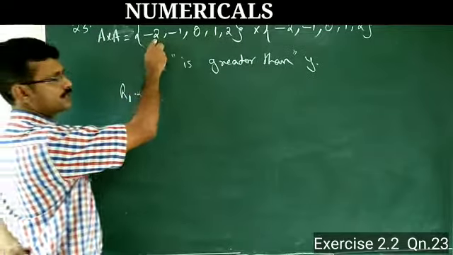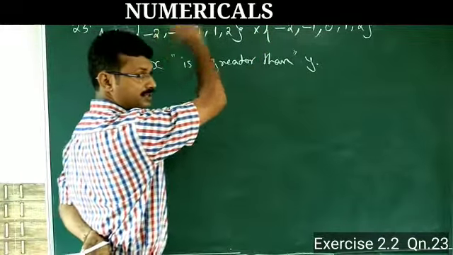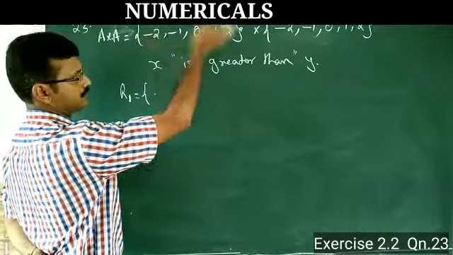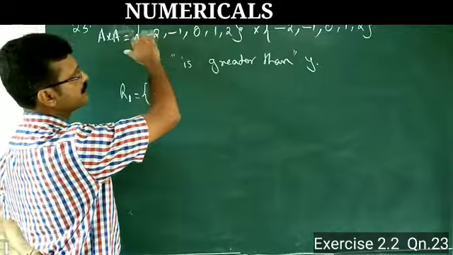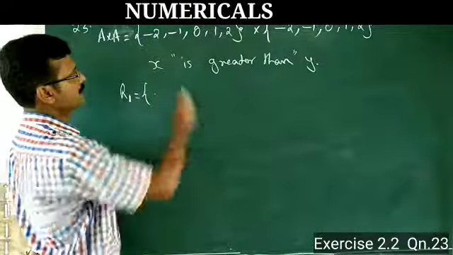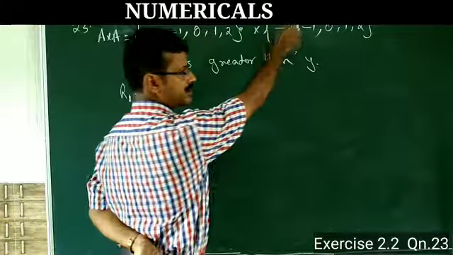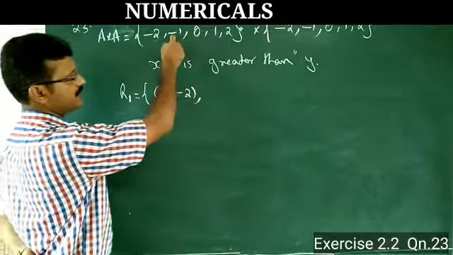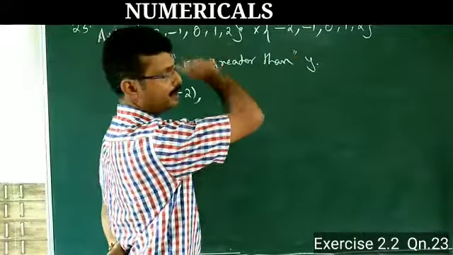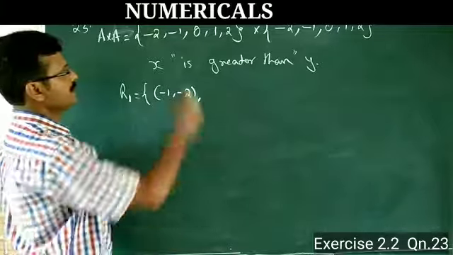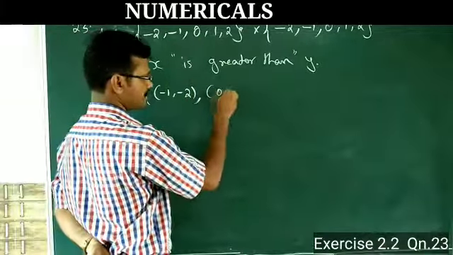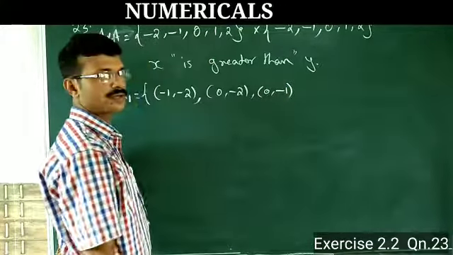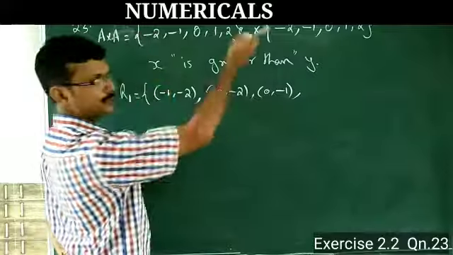First of all, take -2. Is -2 greater than -2? Not possible. Now -2, -1: -2 is not greater than -1. So with -2, no elements are possible. Now with -1: is -1 greater than -2? Yes, that is possible. -1 with -1 is not possible, so no more possibilities with -1. Now with 0: 0 is greater than -2, that is correct. 0 greater than -1, not possible. 0 is not greater than 0. So with 0, no more possibilities.